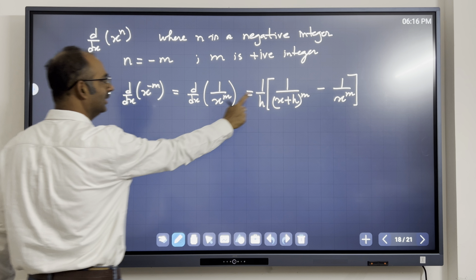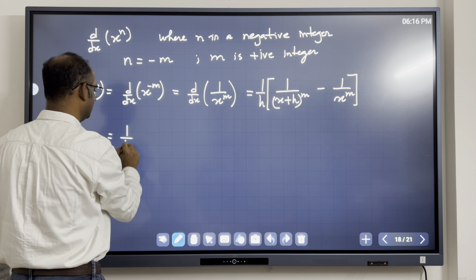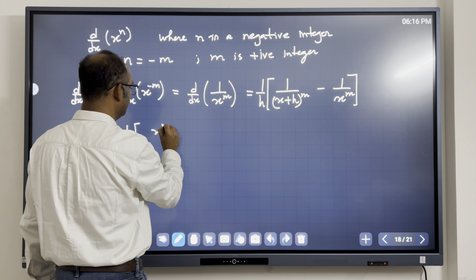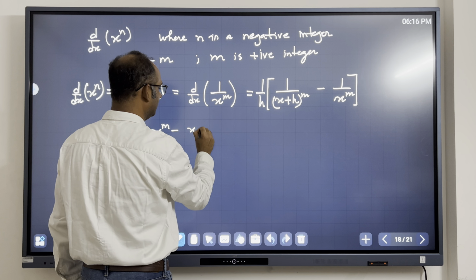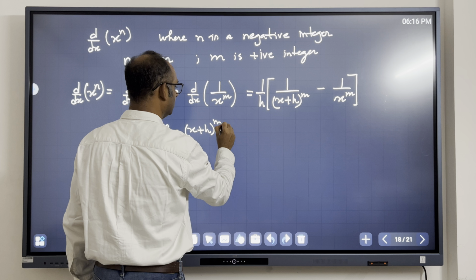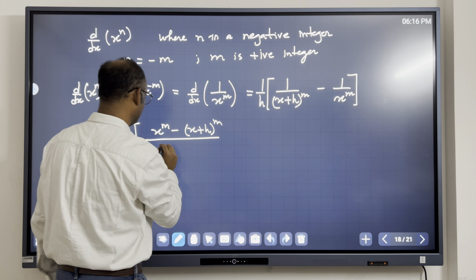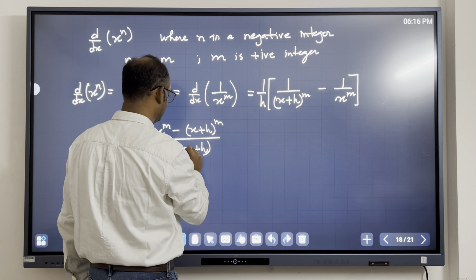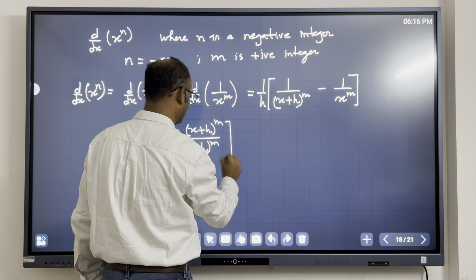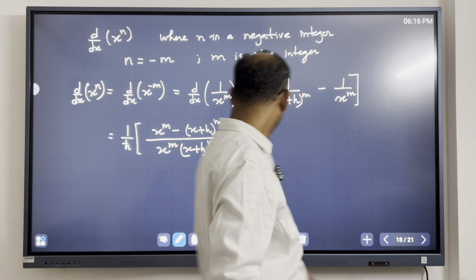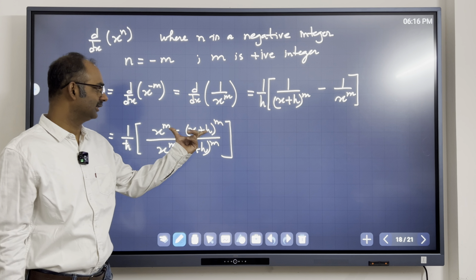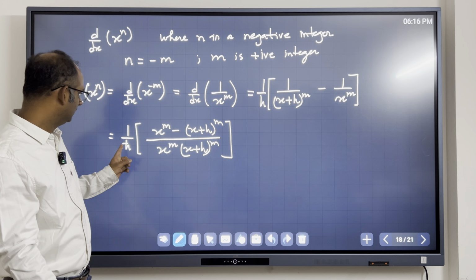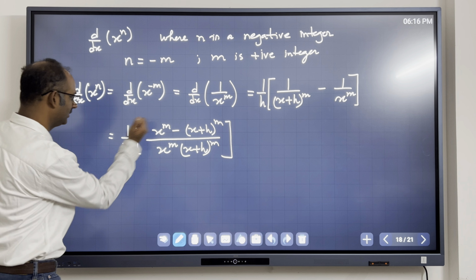Okay, so I'll just continue from this side. Again I'll repeat similar steps. That's x to the m minus x plus h to the power m, divided by x to the m times x plus h to the m. Agreed? Now see, again the numerator will go to 0 as h goes to 0. That's, of course, by construction it will happen.